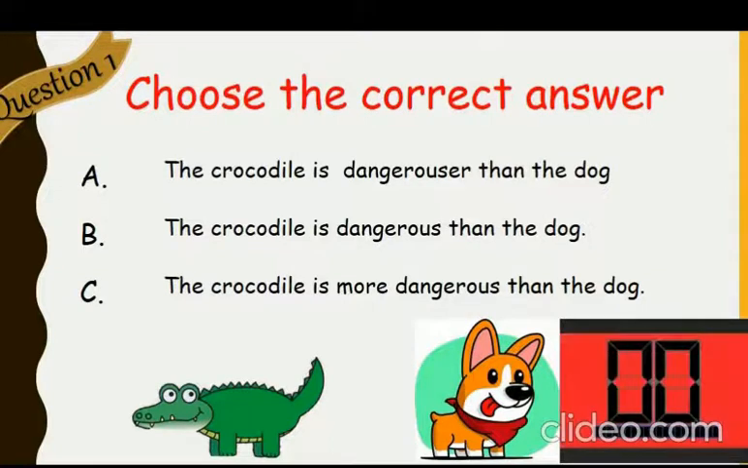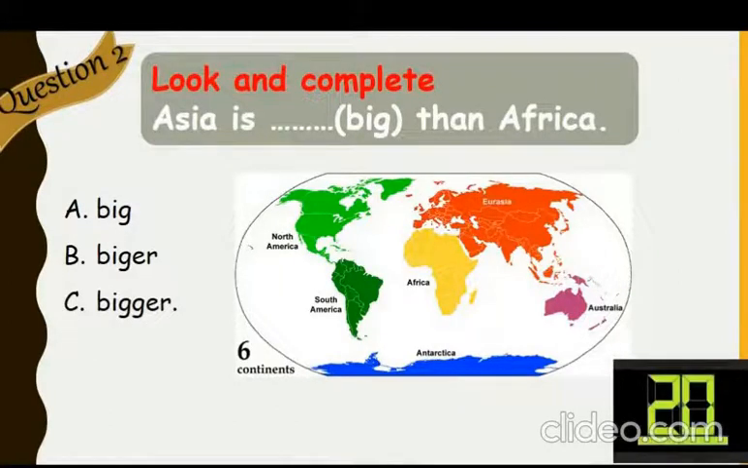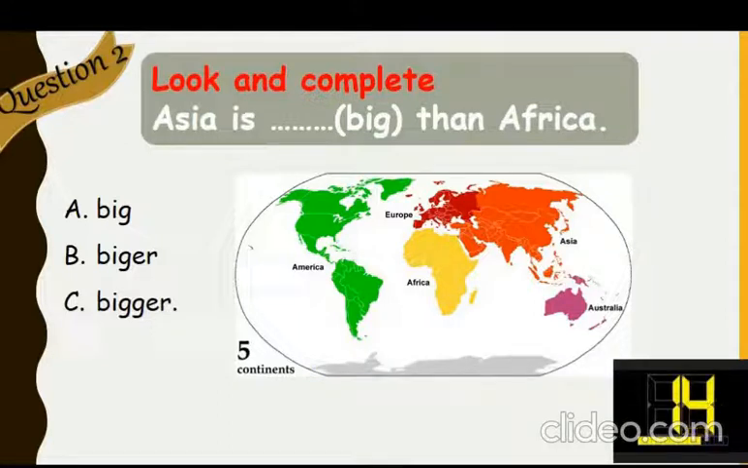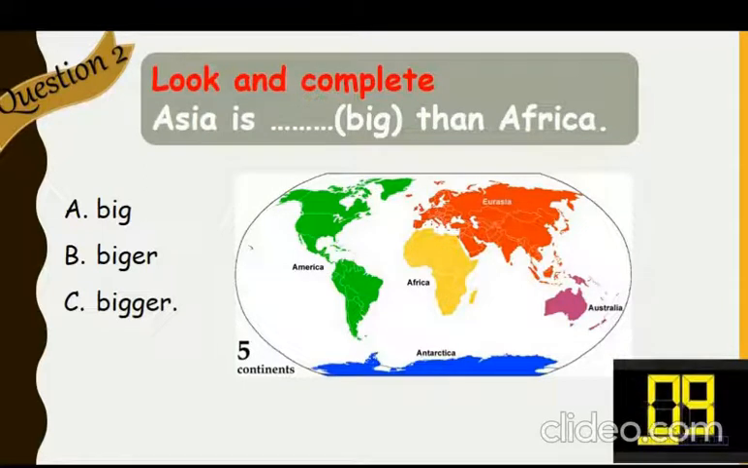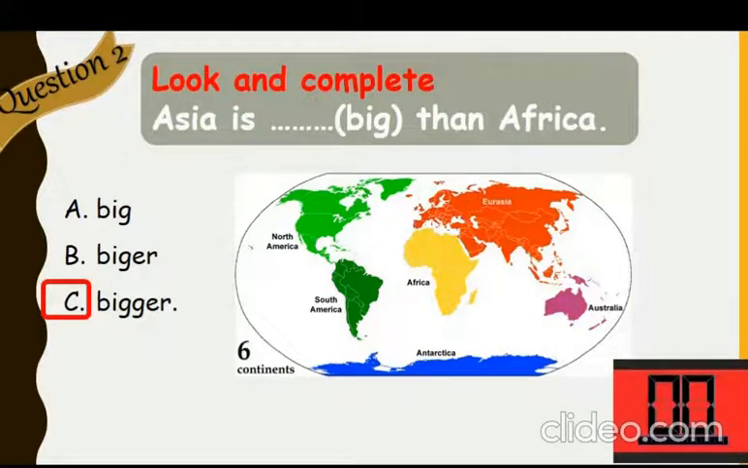Okay, so the answer here is C. The crocodile is more dangerous than the dog. Okay, question number 2. I wish you the best of luck. May I have 20 seconds on the clock, please? Your time starts now. All right, the answer here is bigger.